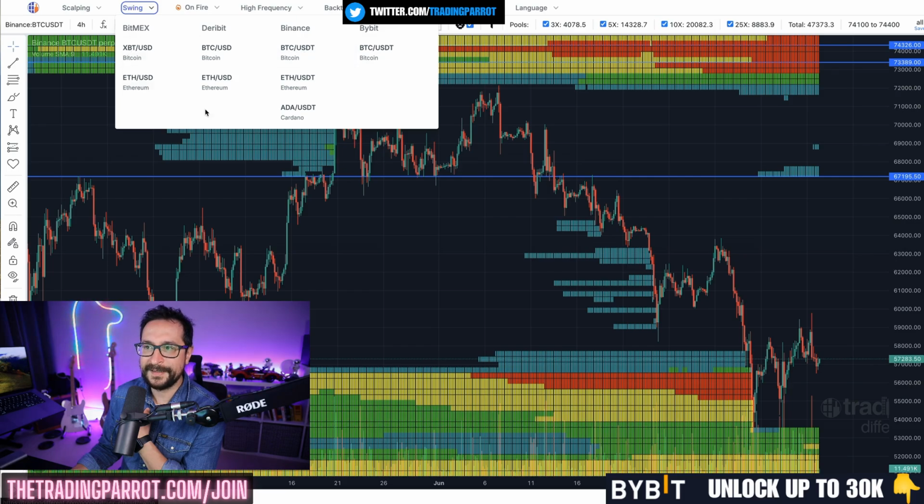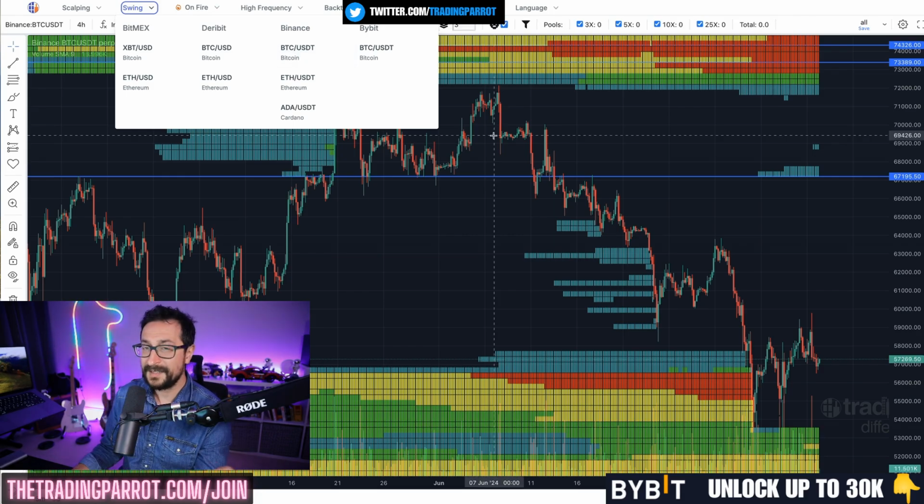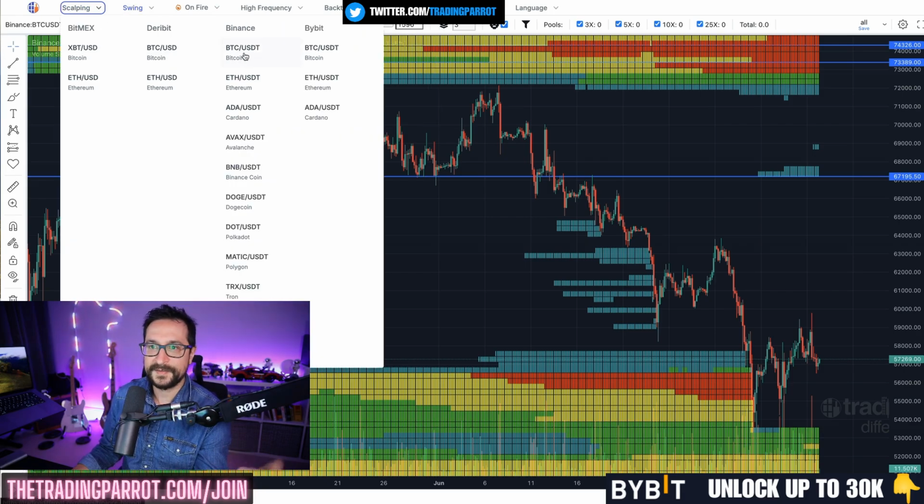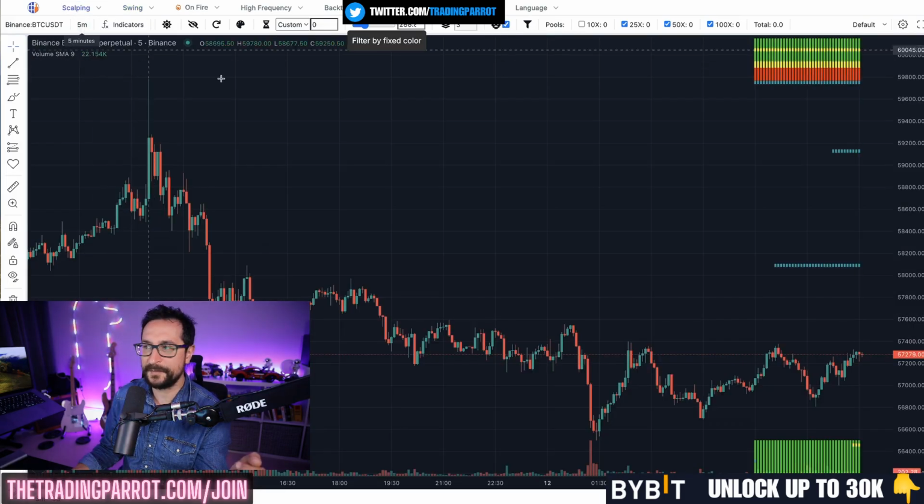These are the symbols that are available. You can see that it's a very limited number of symbols, but the big advantage is that with Bybit and Binance, I believe they support up to a 1 second time frame with liquidation levels. That is something that I have very rarely seen in any other platform. If you're just stepping in for the first time, I suggest that you go to Scalping. This is going to change the time frame to 5 minutes.